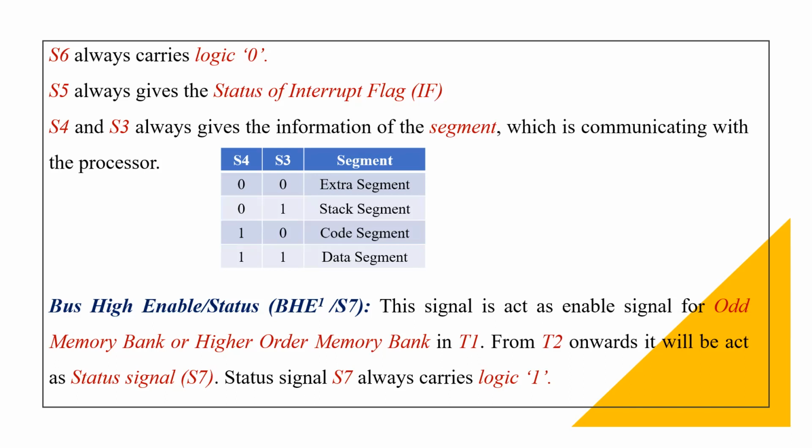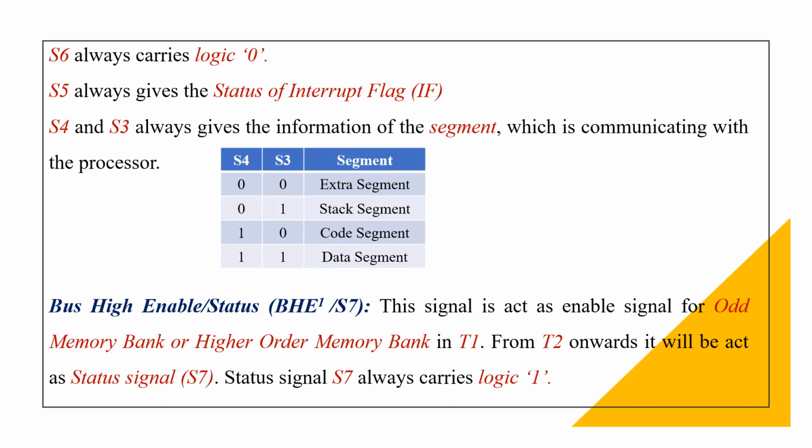If S4, S3 are both 0, 0, your processor is interacting with a memory location present in the extra segment. If it is 0, 1, the location is present in the stack segment. If it is 1, 0, the location belongs to the code segment. If 1, 1, the location belongs to the data segment. Like this, S4 and S3 provide the information regarding the segment which is communicating with the processor.